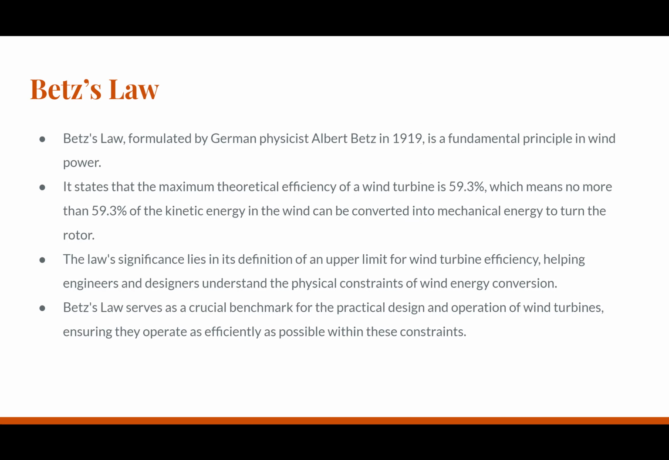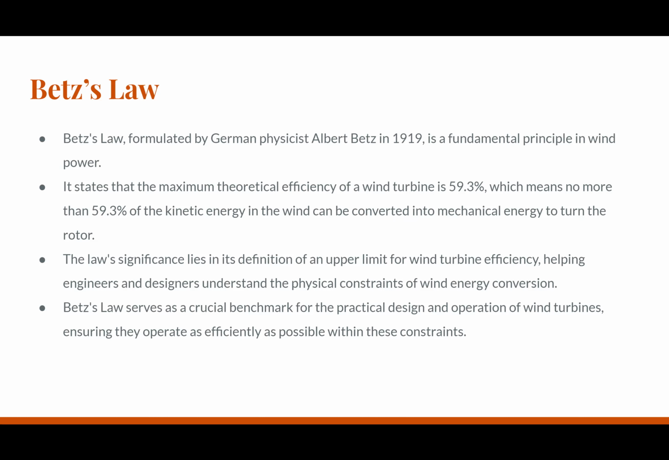Betz's law. Betz's law, formulated by German physicist Albert Betz in 1919, is a fundamental principle in wind power. It states that the theoretical efficiency of a wind turbine is 59.3%, which means no more than 59.3% of the kinetic energy in the wind can be converted into mechanical energy to turn the rotor.